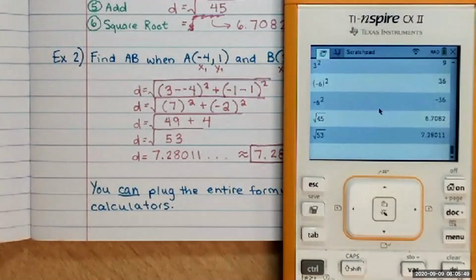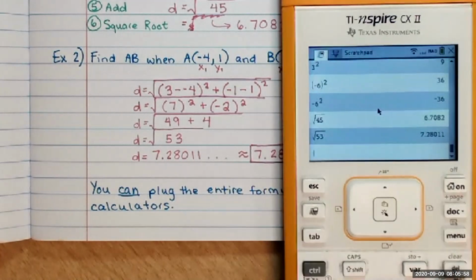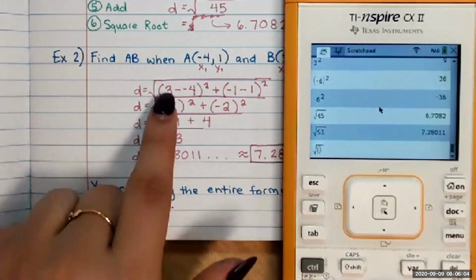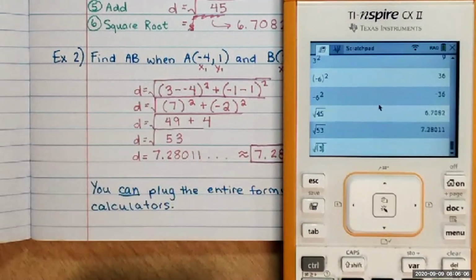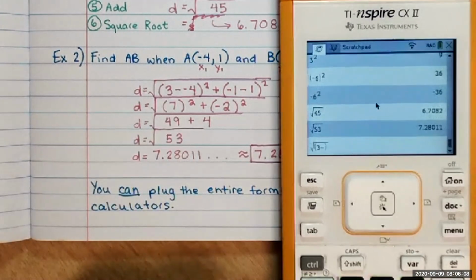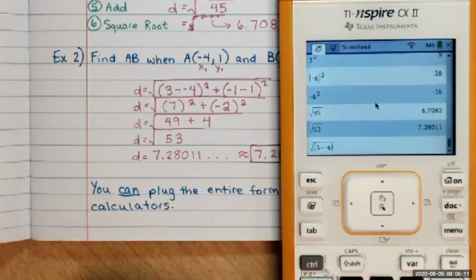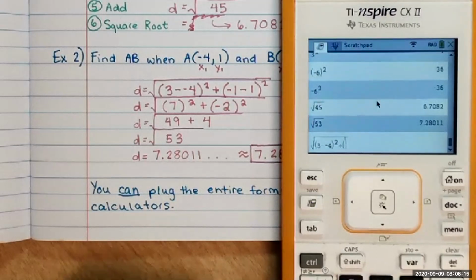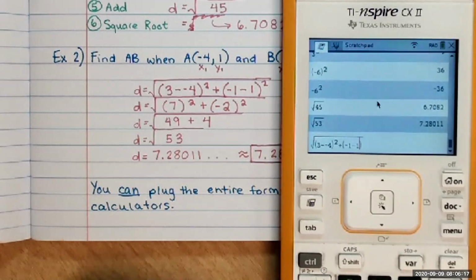So in class, we have these TI Inspires. You absolutely do not need to buy one at home. But the TI Inspires are so advanced that I can start my square root and I can type in everything exactly as I see it. So I'm going to do this one. 3 minus negative 4 and parenthesis squared plus parenthesis negative 1 minus 1 and parenthesis squared.